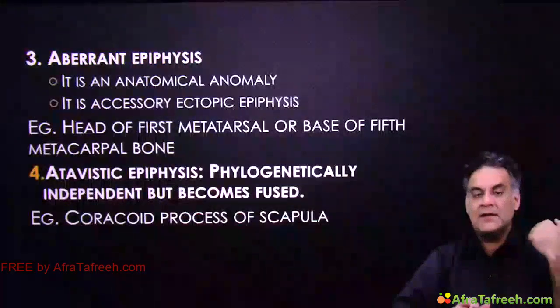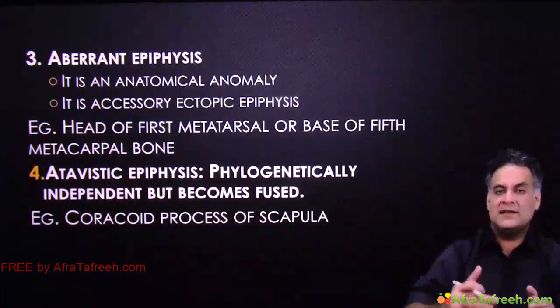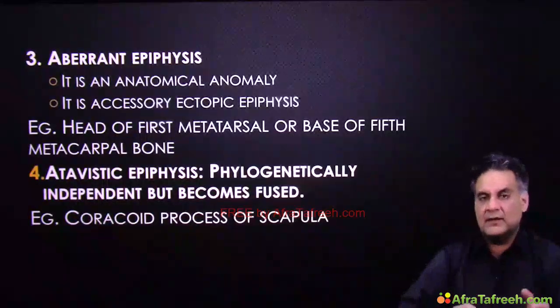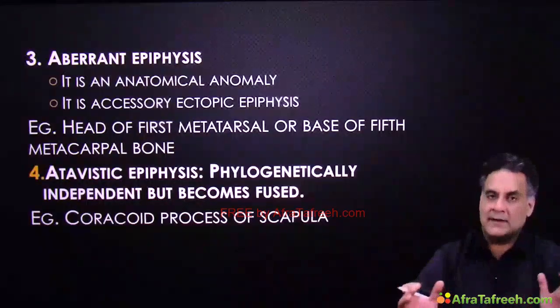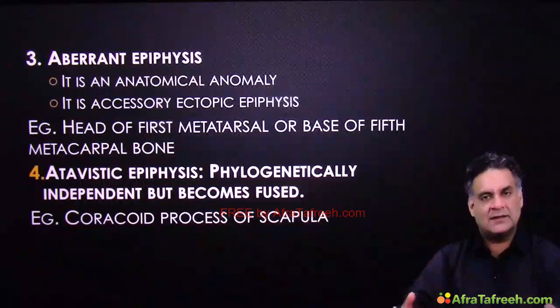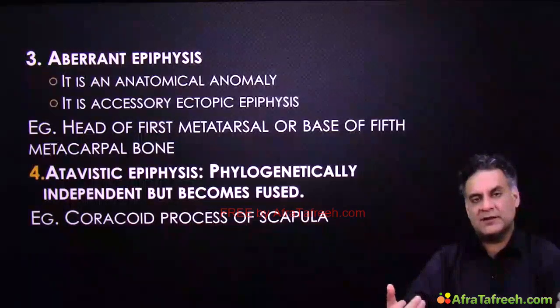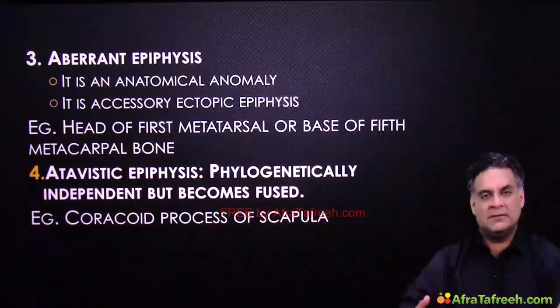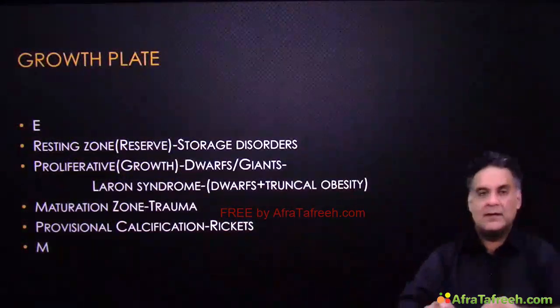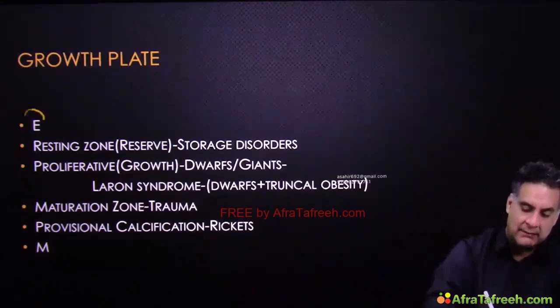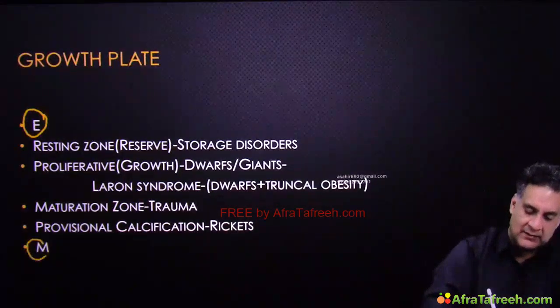Then coming to aberrant epiphyses, they are accessory ectopic epiphyses, like the head of the first metatarsal or base of the 5th metacarpal. And atavistic, I told you, is the coracoid process, which becomes fused in human beings. Growth plate, the physis, bridges the epiphysis and the metaphysis.